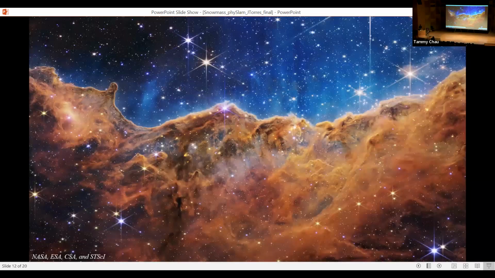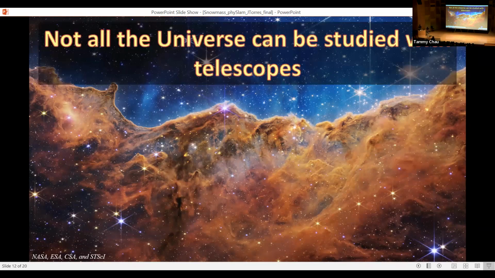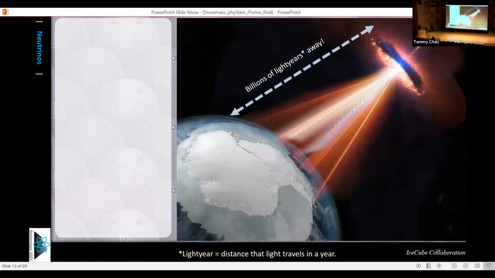So maybe some of you have seen the image recently released by the James Webb Space Telescope, or JWST. So here's an image of the Carina Nebula. This was observed with a telescope, but there are some places in the universe that we cannot observe with telescopes. Why? Well, imagine you have an astrophysical object billions and billions of light years away. So these are huge distances.